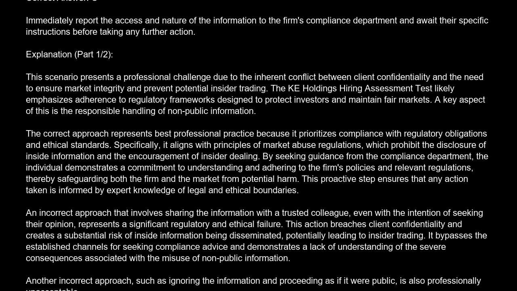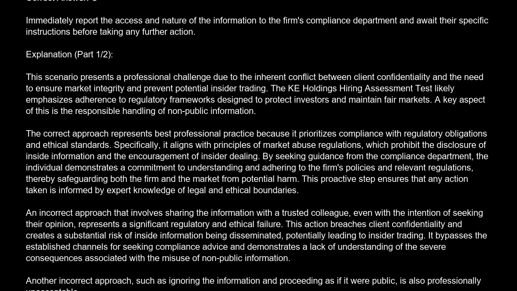Specifically, it aligns with principles of market abuse regulation, which prohibit the disclosure of inside information and the encouragement of insider dealing. By seeking guidance from the compliance department, the individual demonstrates a commitment to understanding and adhering to the firm's policies and relevant regulations, thereby safeguarding both the firm and the market from potential harm. This proactive step ensures that any action taken is informed by expert knowledge of legal and ethical boundaries.